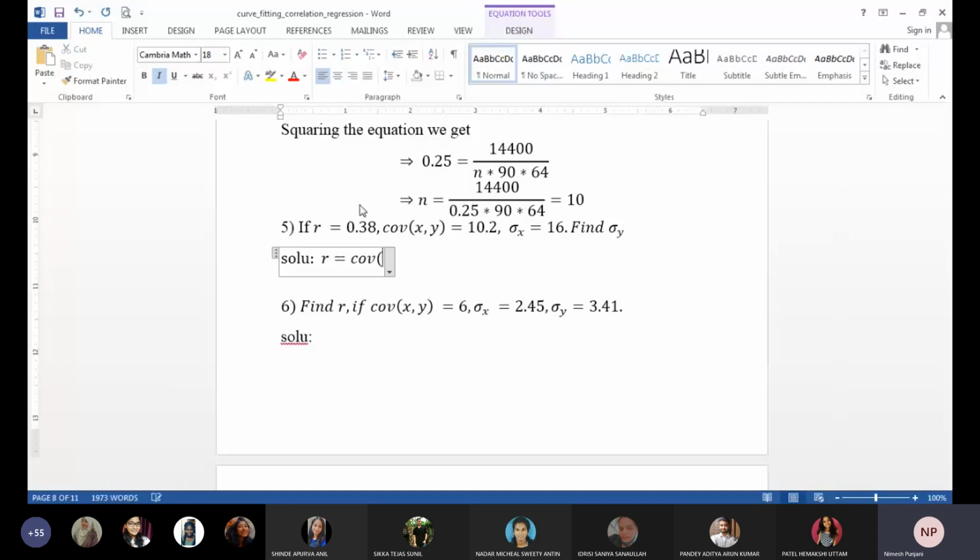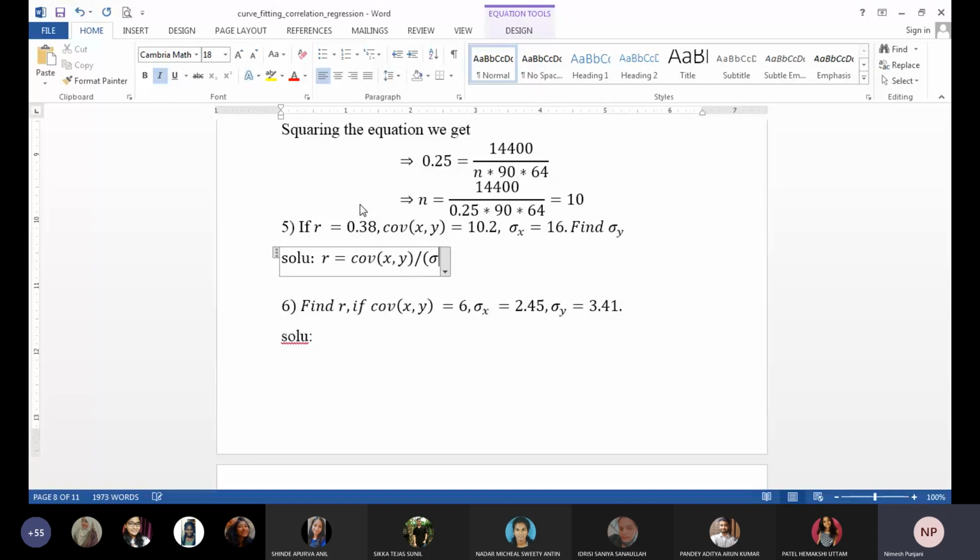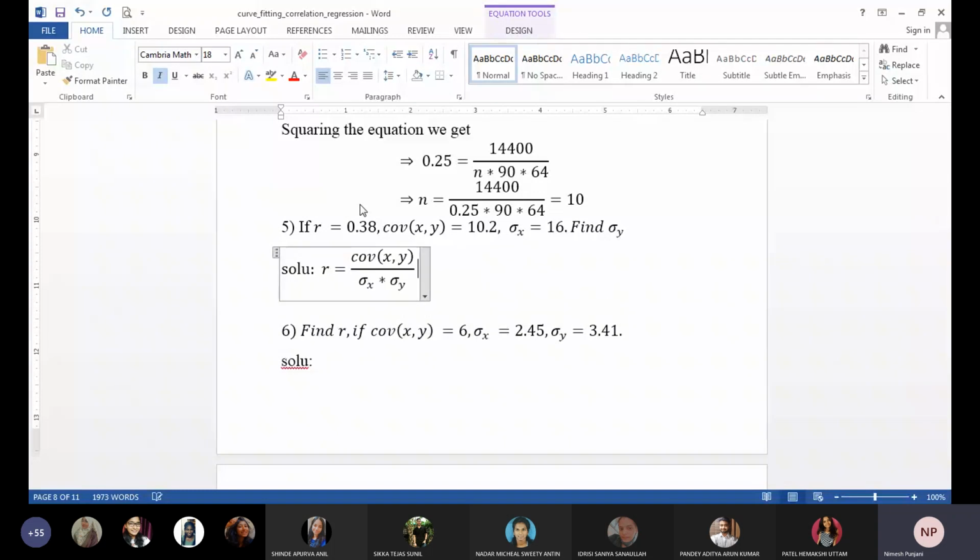So that is covariance of xy divided by sigma x into sigma y. We will use this formula. And what we want is the value of sigma y. Okay, so the value of r is given as 0.38, covariance is 10.2, sigma x is 16.